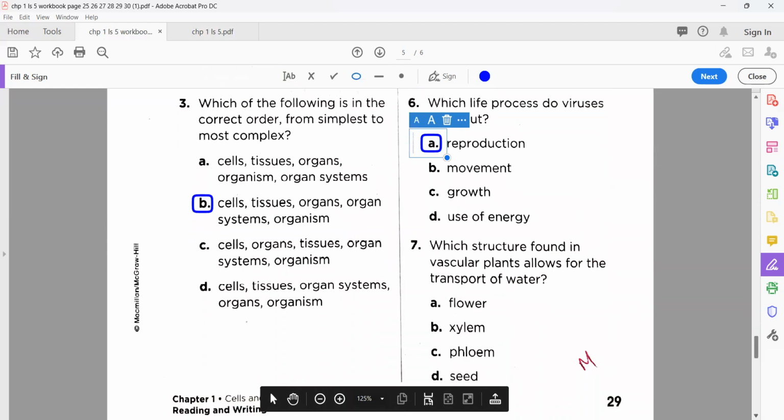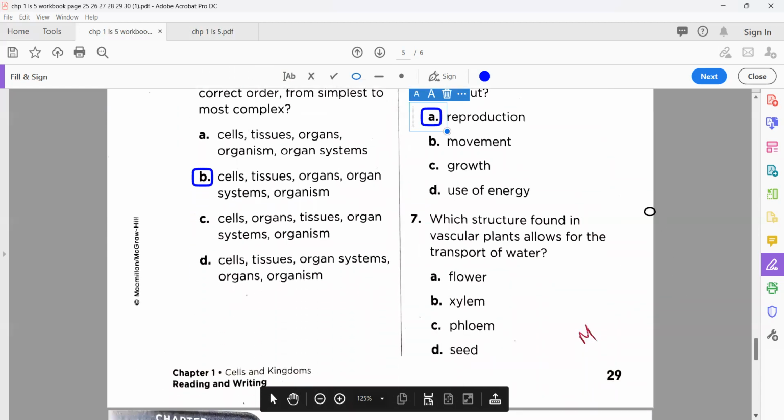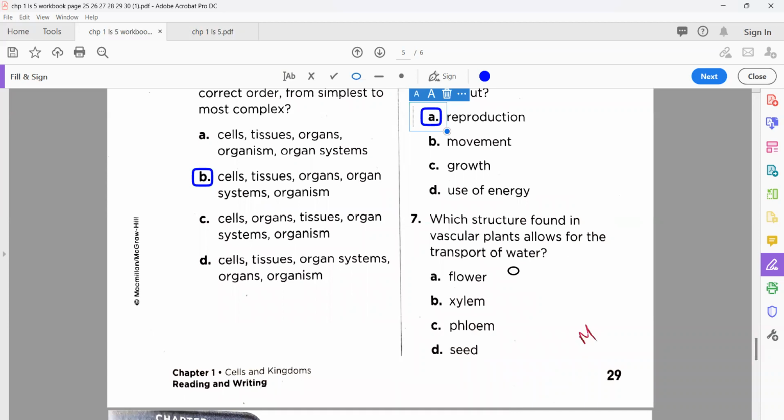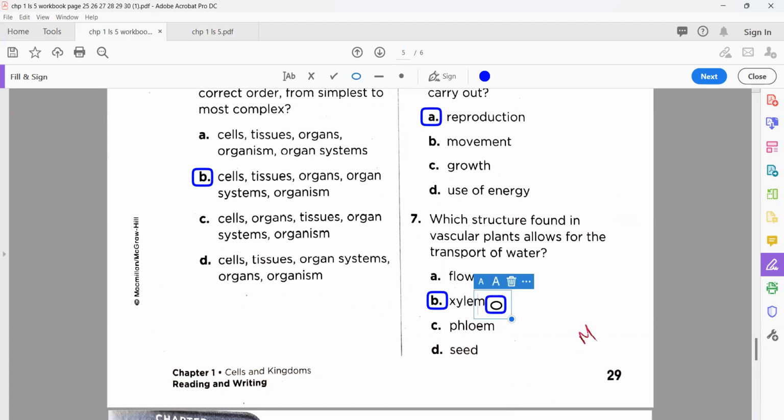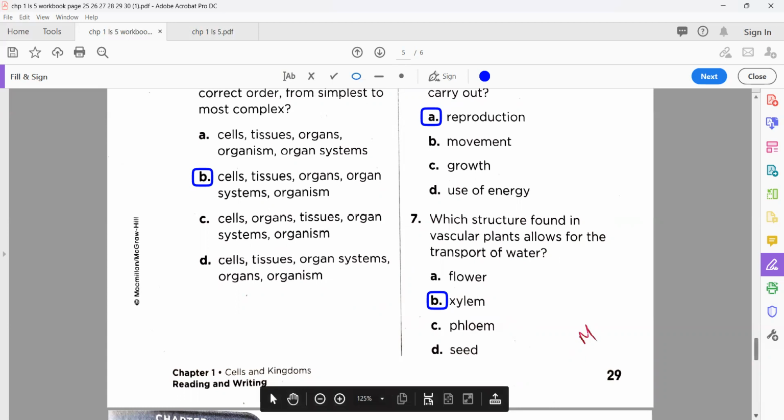Now, number 7. Which structure found in vascular plants allows for the transport of water? Not flower, not even seeds. The best one is xylem, B, because phloem is used for the nutrients and other materials, but water is only moved by xylem.